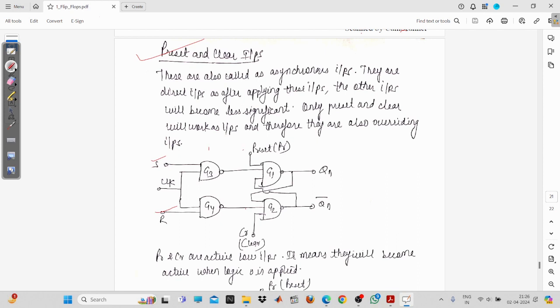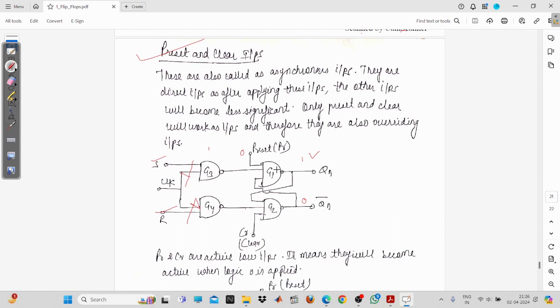Now suppose you're applying a logic 0, then what is going to happen? You can see here, this is the NAND gate, and if one of the inputs of the NAND gate is 0, then the output has to be 1. Fine. So when Q will be equal to 1, then Q bar will be equal to 0, because these are complementary outputs. So now you can see that the output has become logic 1. Even though no clock pulse has been applied, still your output is 1. So that is presetting your flip-flop.